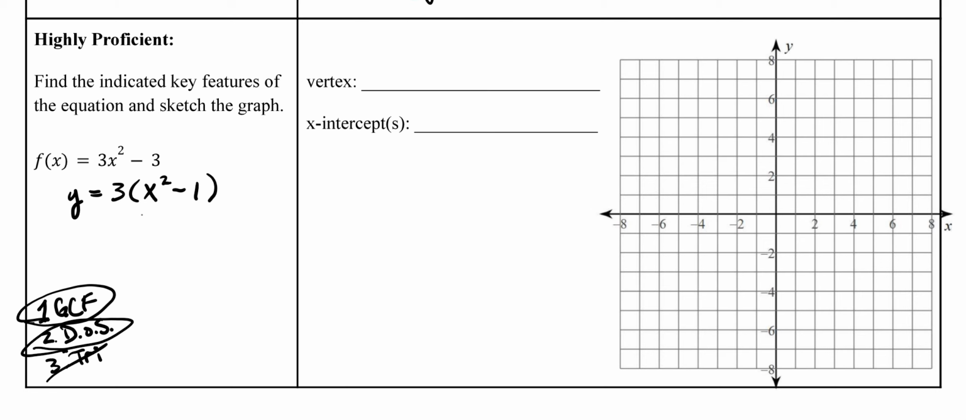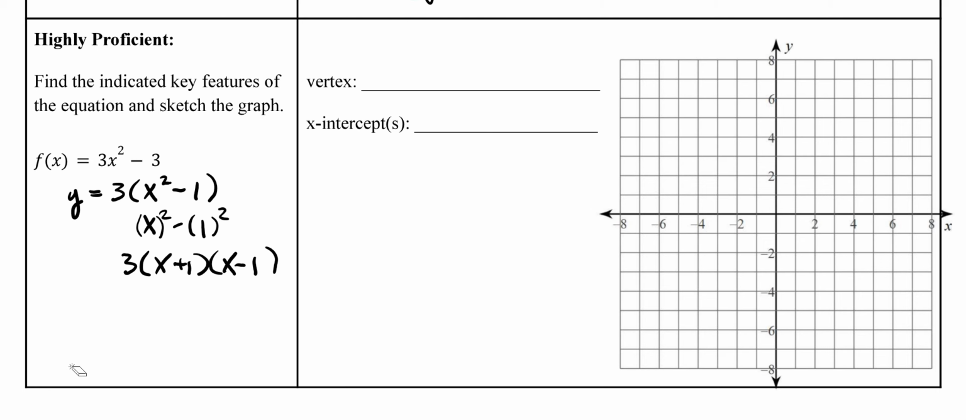And so if I know what my a value is, I can say this is x squared minus blah blah squared, and that would be 1. Then I can factor that, and it would give me 3 times x plus 1 and x minus 1. And that's how this would look factored.